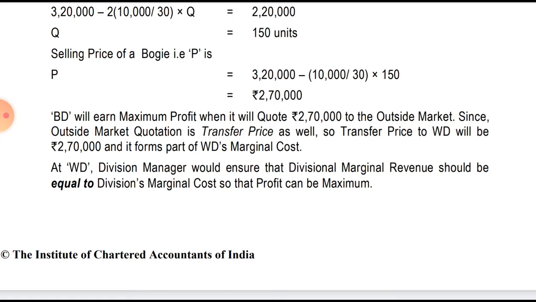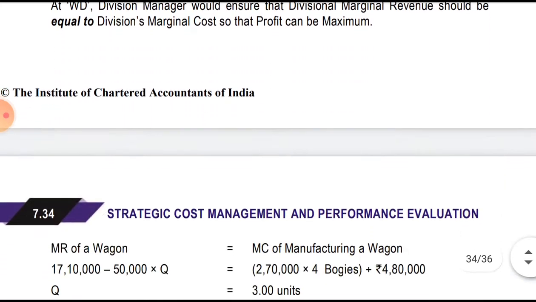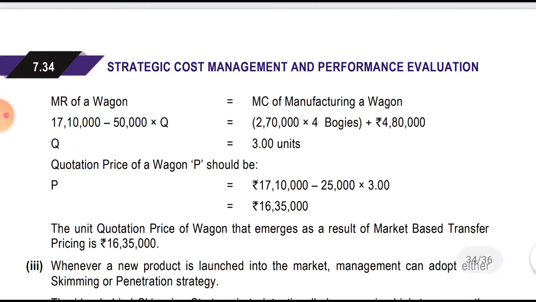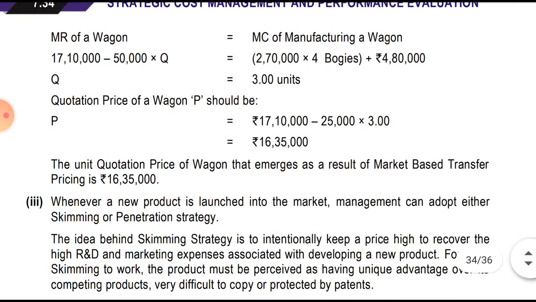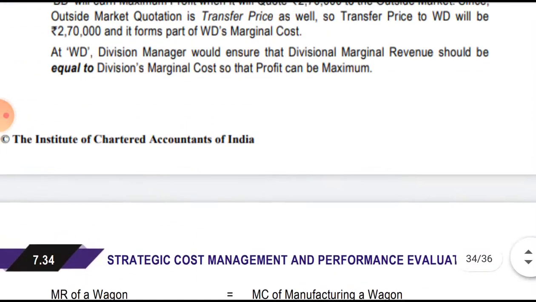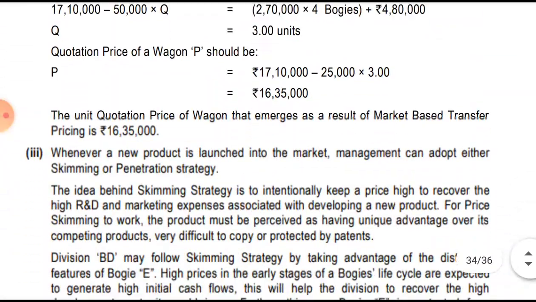At the WD division, the divisional manager would ensure that the divisional marginal revenue should be equal to the marginal cost, so that the profit can be maximum. MR of the wagon is equal to MC of the wagon. So MR is 17,10,000 minus the same that we had taken from above, minus 50,000 divided into Q, is equal to 2,70,000 into 4 bogies, that is marginal cost, plus 4,80,000. So we get Q as 3 per unit. By substituting in the first formula, we get 16,35,000. Earlier we had got 15,35,000, now it is 16,35,000.